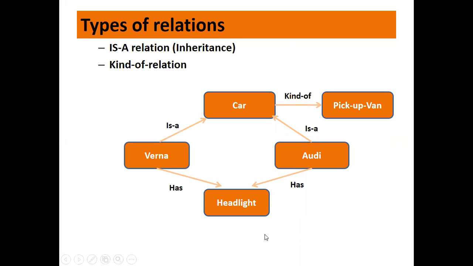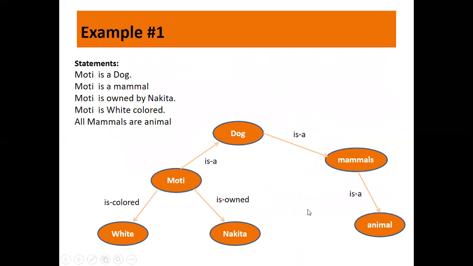It's very simple. You can represent real life entities or situations, right? Now let us look at an example. Now these are the statements given and you need to represent them in a knowledge base using your semantic net. What is the statement? You have a dog called Moti. Moti is a dog. Moti is a mammal. Moti is owned by Nakita. Moti is white in color and all mammals are animals, right?